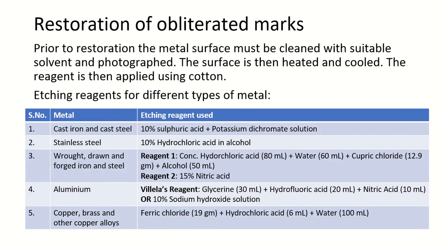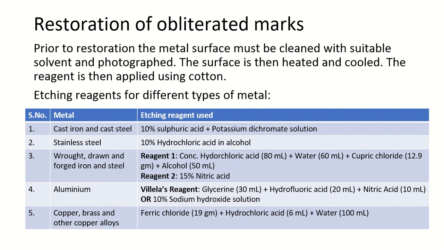Restoration of obliterated marks. Before the restoration procedure, the metal surface must be cleaned with a suitable solvent and photographed. The surface is then heated and cooled. The reagent is applied using cotton. So what are the various reagents used? For cast iron and cast steel, 10% sulfuric acid and potassium dichromate solution are used. For stainless steel, 10% HCl in alcohol is used.